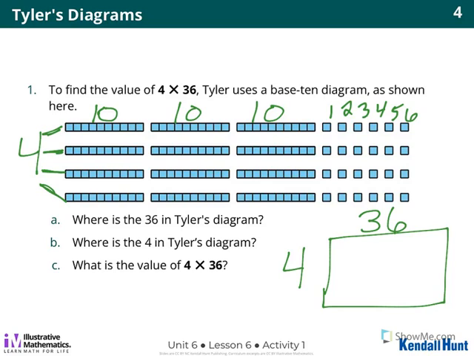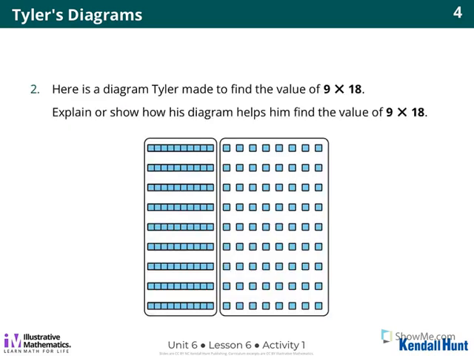Jerica, what are you thinking? Because if that was made into a rectangle, it would have 36 on the top and 4 on the side. So if we smashed all these blocks together, we would have 36 across and 4 down the side. Do you guys see that? Yeah. Okay.